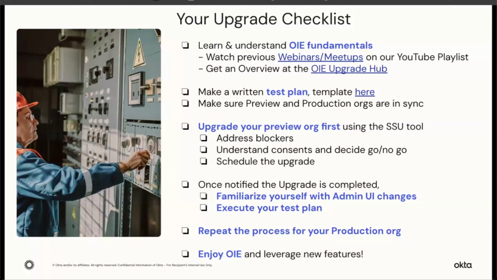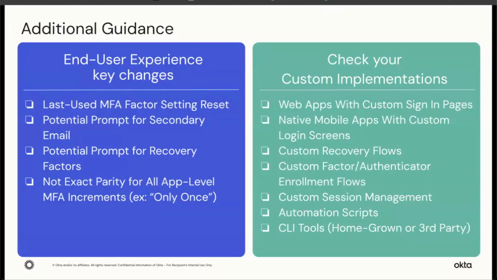And once the upgrade is completed, familiarize yourself with the changes in the UI. There are a few changes in the admin UI. And again, about the vocabulary: authenticators, authentication methods. Run your test plan, and when everything has gone through well with your preview org, obviously repeat the same thing on your production org. And once you're on OIE, as we said earlier, you can deploy FastPass. So that's the very simple checklist here.